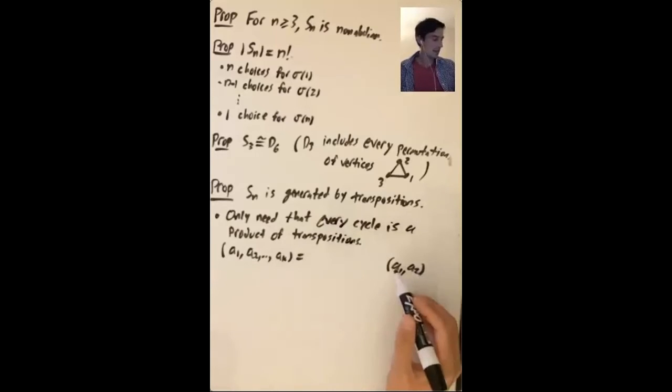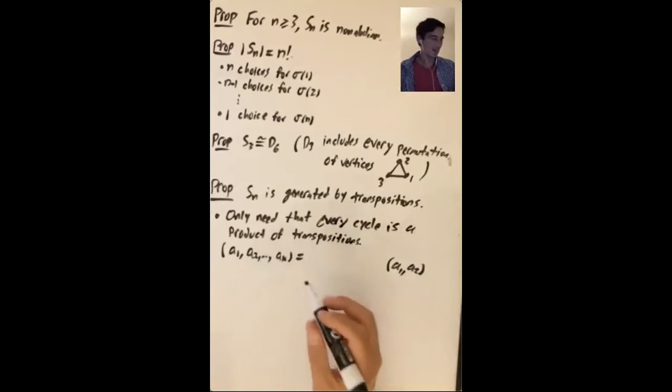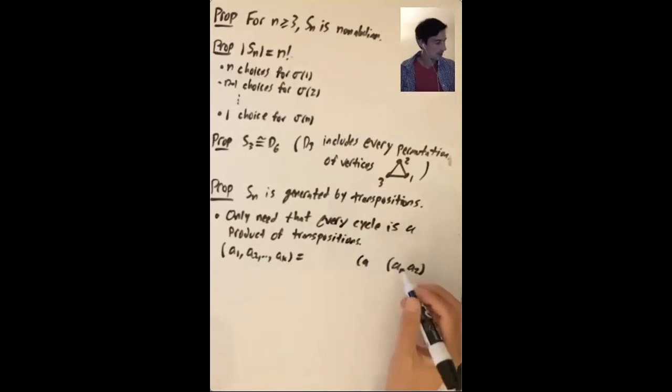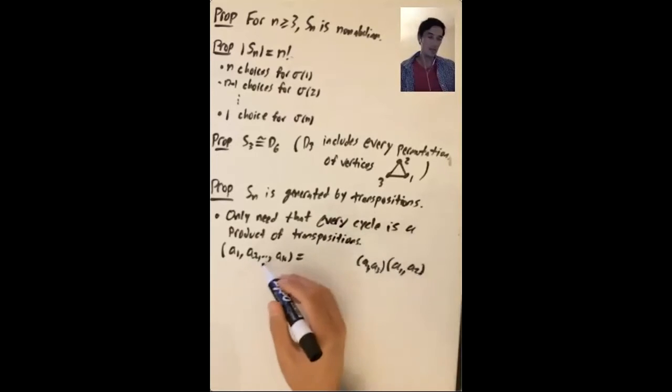Here, A2 has gone to A1, but we want A2 to go to A3. So I want to fix that. A2 is in the wrong place. So the next thing I want to include is A1. I want to go to A3. And then now A2 is in the right place. A2 went to A1, and then it went from A1 to A3. So A2 went to A3.